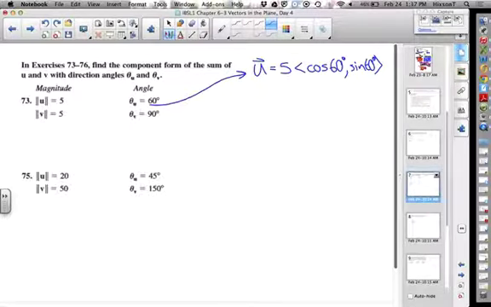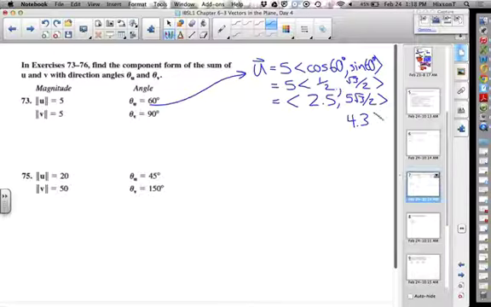So again, we figure out what cosine of 60 is. That's a half. Sine of 60 is root 3 over 2. So we now have vector 5 halves, 2.5, or 5 halves, 4.3, and 5 root 3 over 2. It's 4.3.